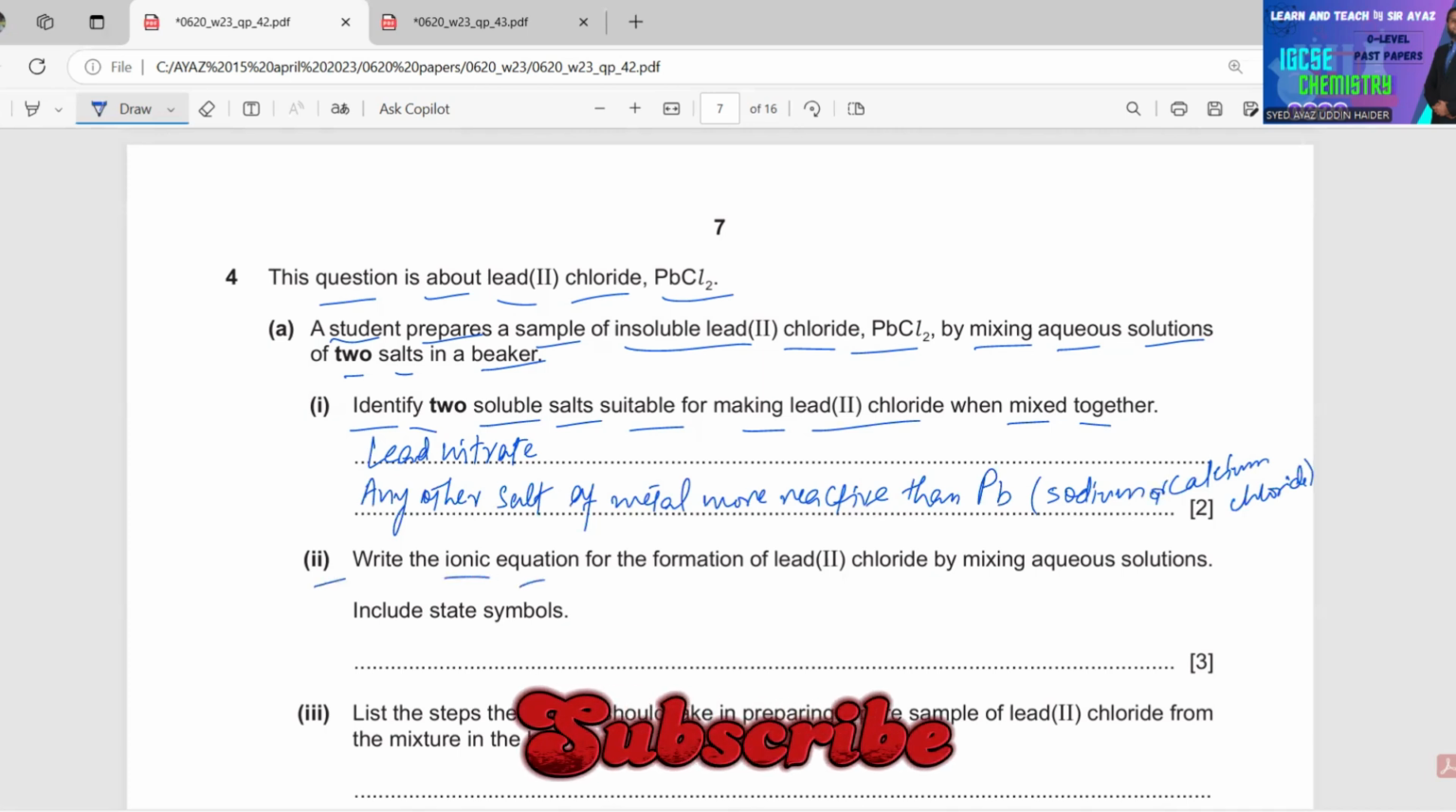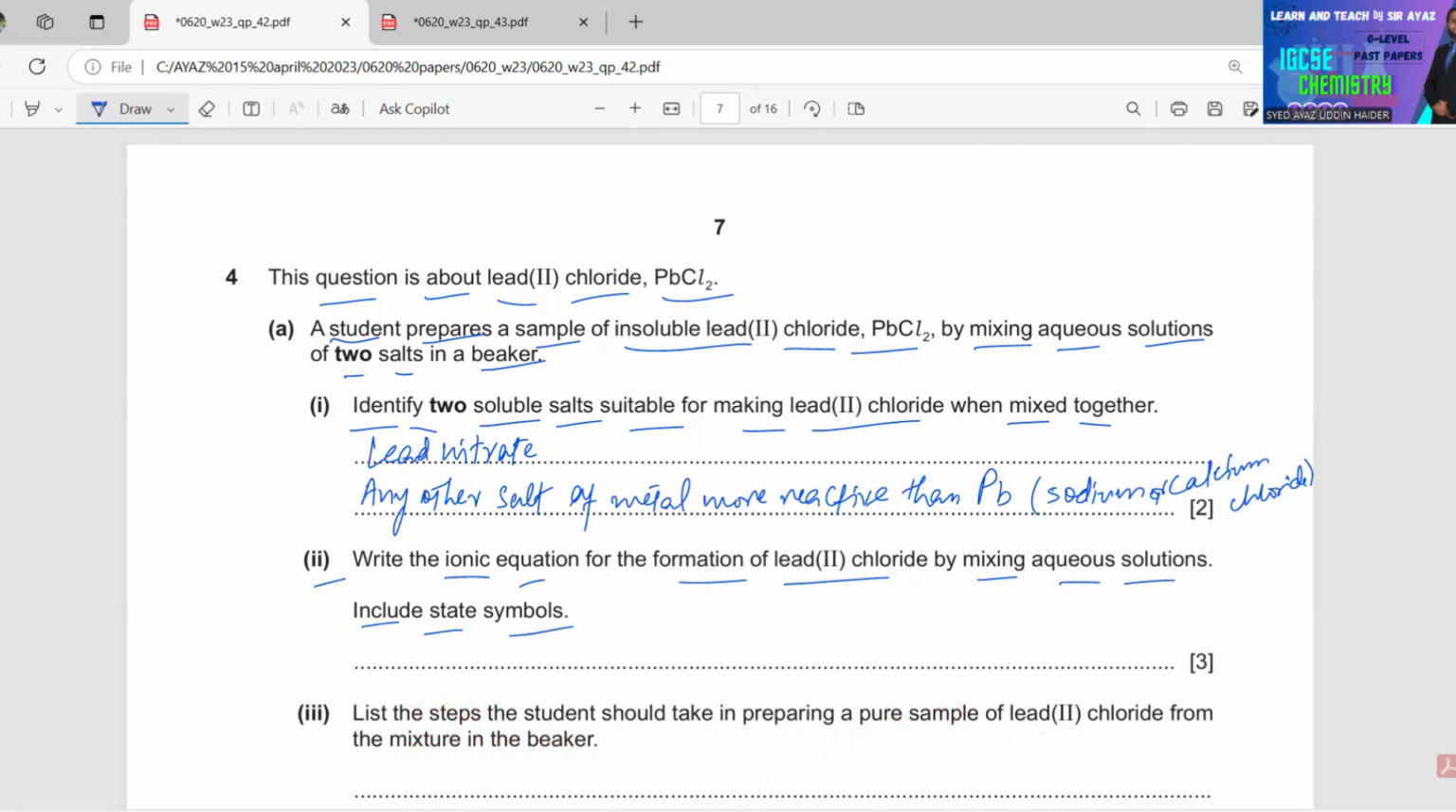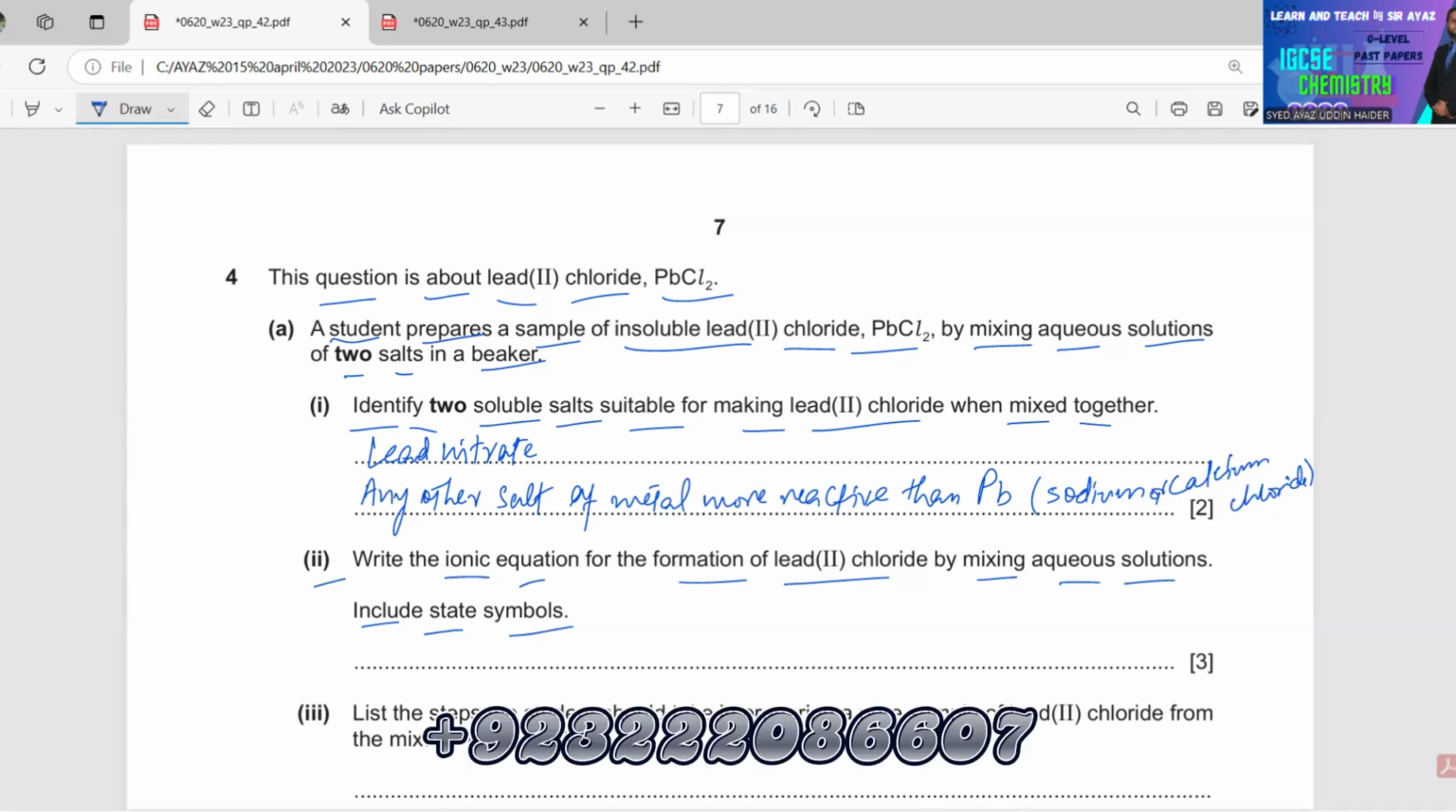Number 2, write the ionic equation for the formation of lead(II) chloride by mixing aqueous solutions, include state symbols. So in the ionic equation, omit the ions that are common on both sides of the equation. So we have ions of the other salt that will be common in this equation. For example, nitrate must be common on both sides of the equation, so it will be omitted.